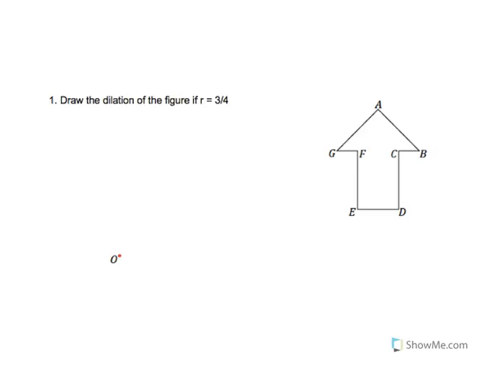So here, let's do this first one. It says, draw the dilation of the figure if r equals 3/4. That is a fraction, so r is going to be less than 1. Therefore, the shape is going to be getting smaller. If r is less than 1 but greater than 0, it's going to be getting smaller. So the first thing we do, we connect each one of the vertices in the shape to the center.